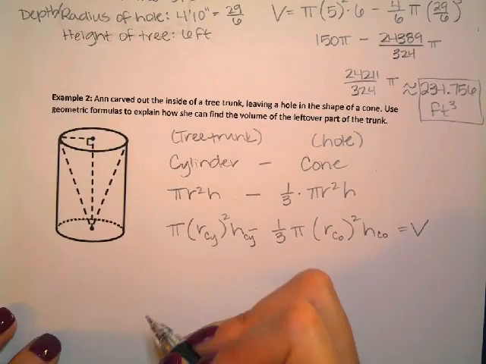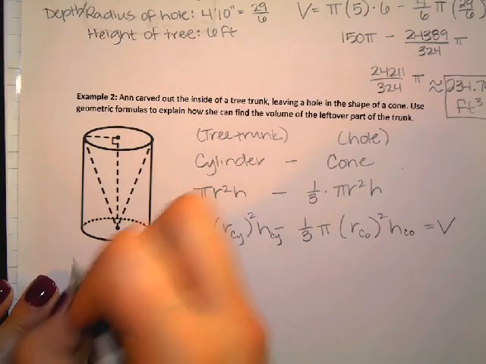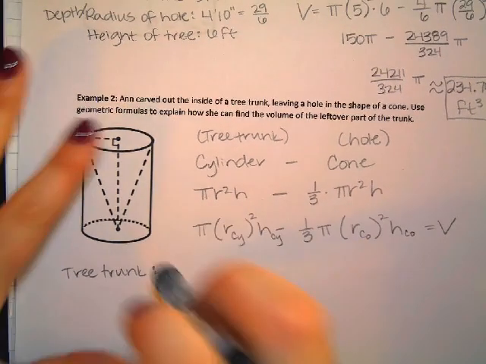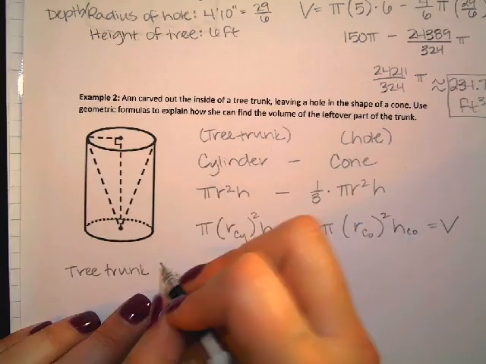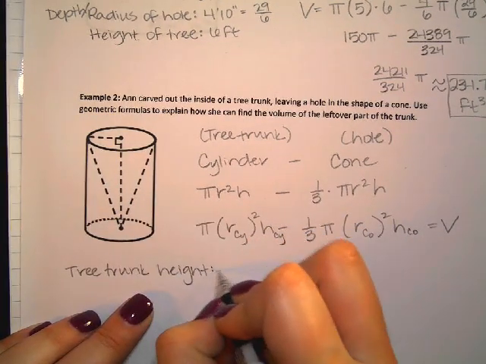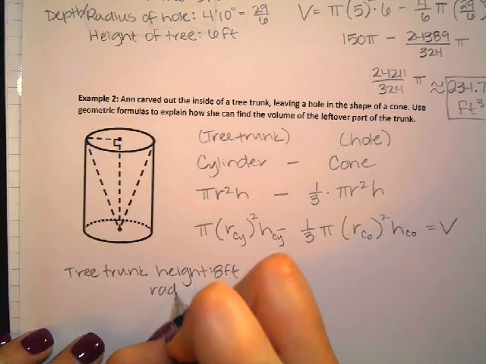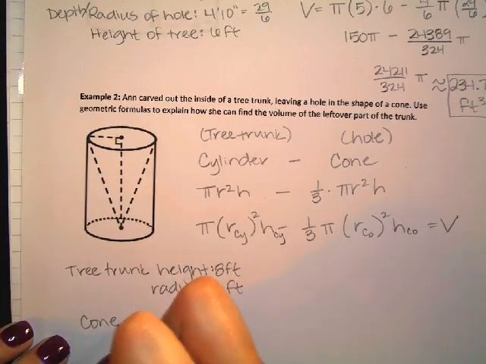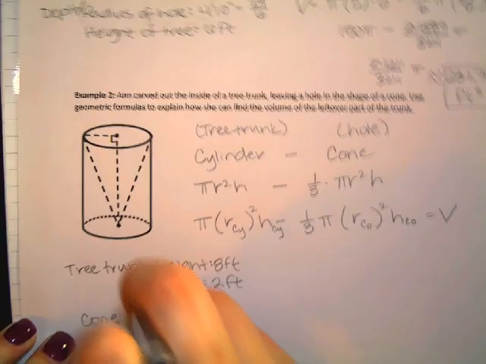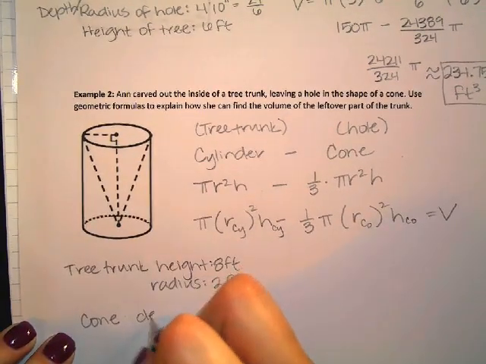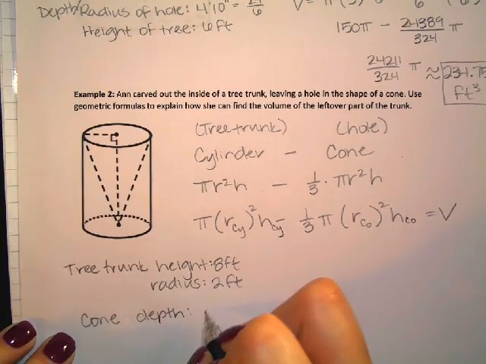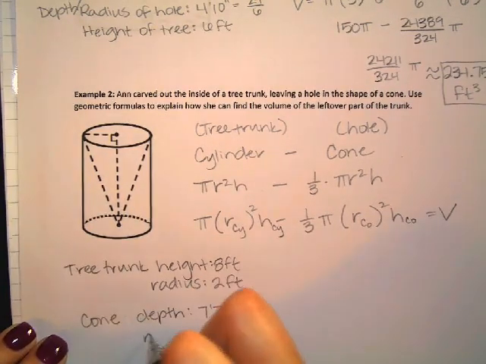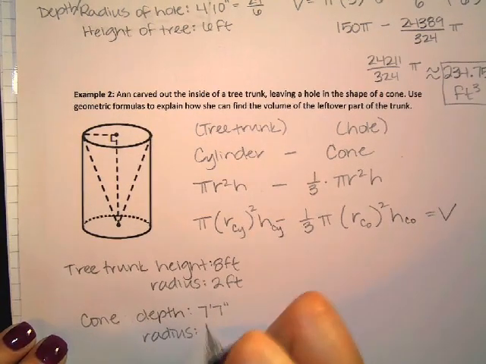Okay, so let's go ahead and think about this problem. Let's make the tree trunk have a height of 8 feet and a radius of 2 feet. And then we will say that the cone inside, and I wouldn't call it height, I would probably call it depth, has a depth of 7 feet 7 inches, and it has a radius of 1 foot 8 inches.